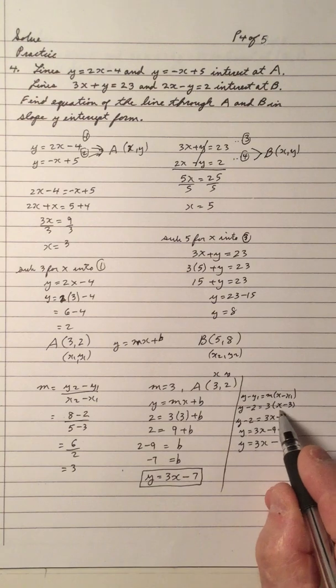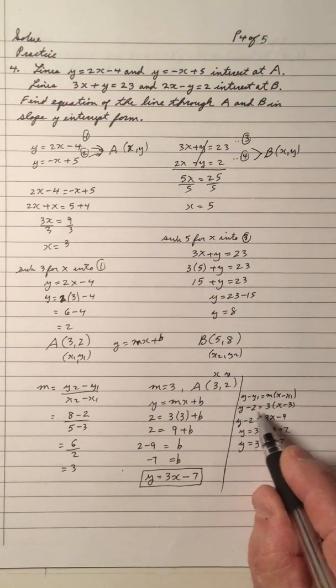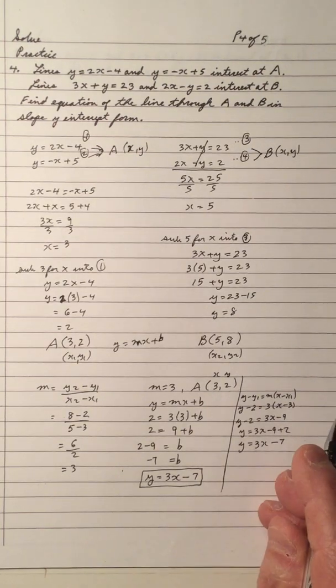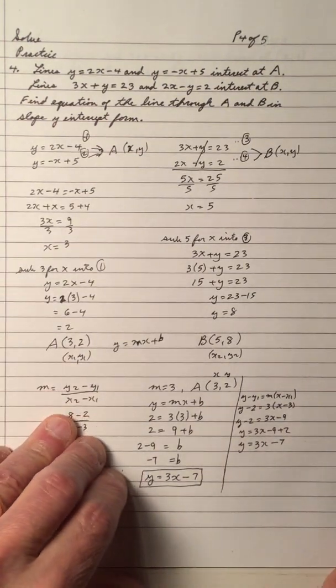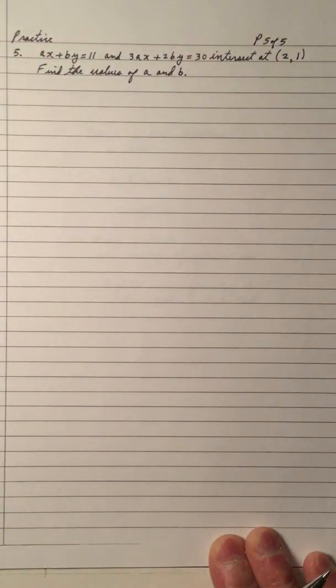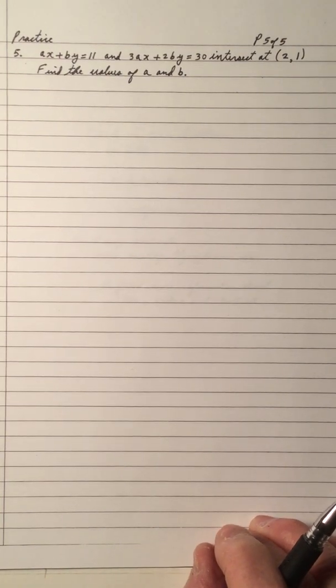So this is the point slope form, the slope and the coordinates of the point. By solving for y, you get y equals mx plus b, and you get the same answer. Just two different ways to do it. Your choice, though, when you come to doing a question. Let's continue and do number 5.